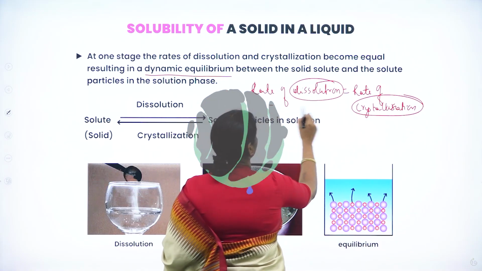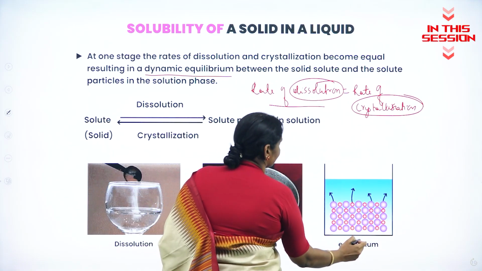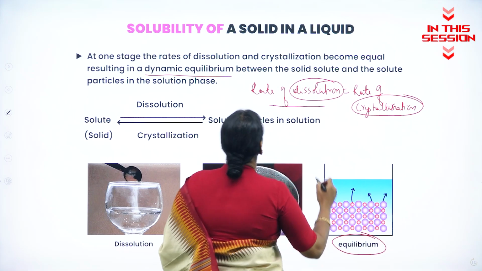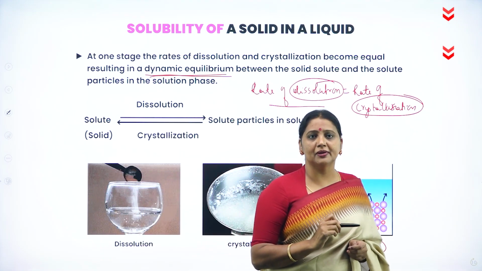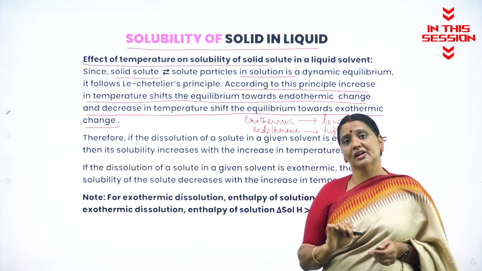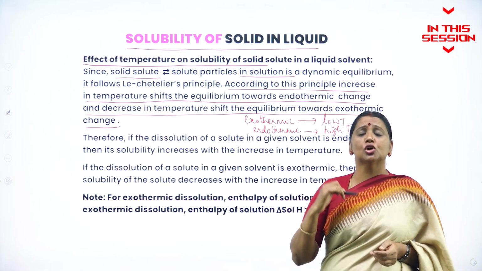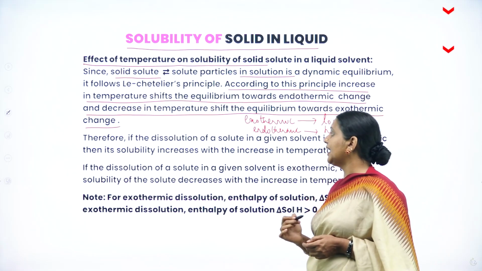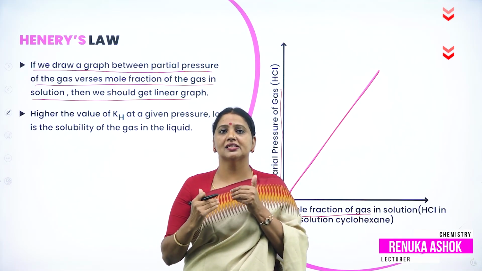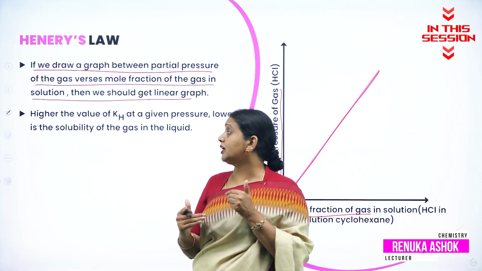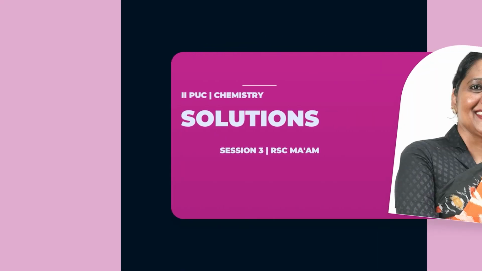If the rate of dissolution is equal to the rate of crystallization, there is an attainment of equilibrium. That equilibrium is called what? Dynamic equilibrium. Exothermic reactions are favored at low temperature. Endothermic reactions are favored at high temperature. What is the graph for Henry's law? The graph for Henry's law is partial pressure versus what? Mole fraction.